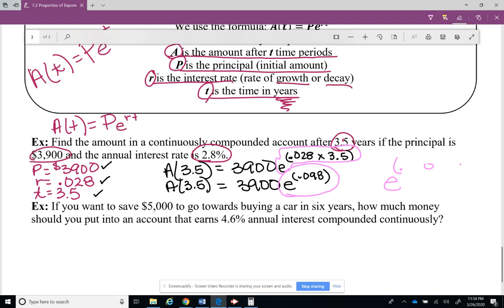So you could have done it then, okay? I'm just taking it in steps just to make sure I don't lose anybody. All right, so I'm going to take e to the parentheses 0.098, and then I'm going to times it by the 3,900 that's in front of it, okay, because you want to do your exponents first. All right, so let me go to my calculator.